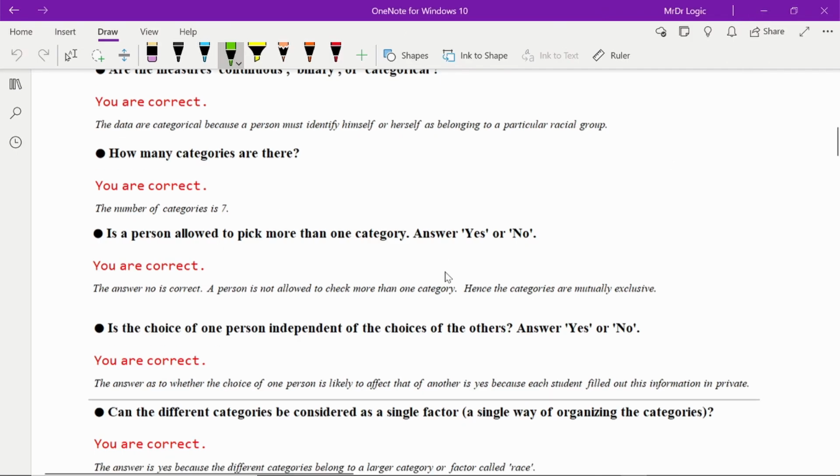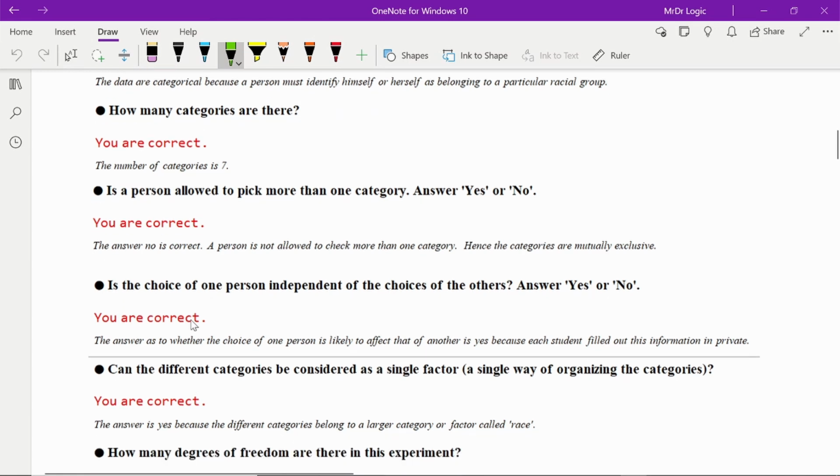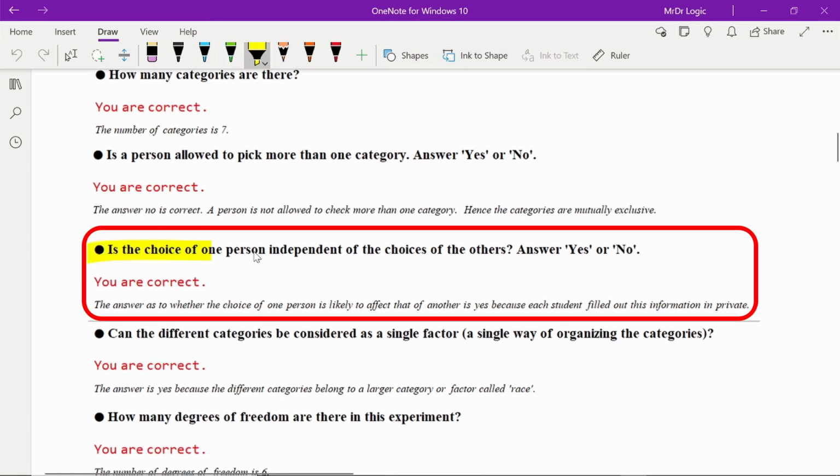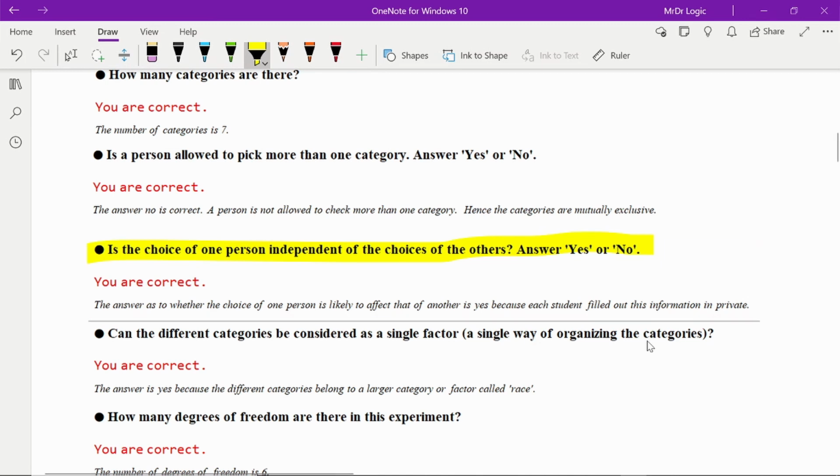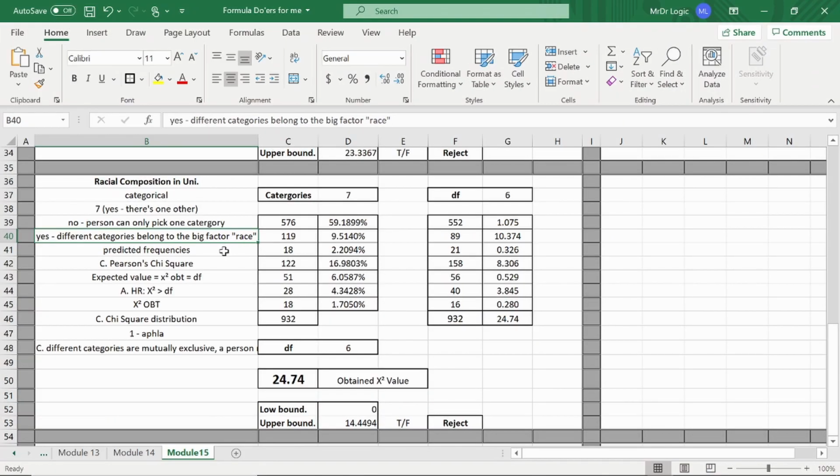Okay, this one's a little tricky. Is the choice of one person independent from the choice of another? The correct answer here is yes, because just because you put yourself in one category doesn't mean it should influence another person's category. It's not like you making a choice will affect another person to change who they are immediately because you made that choice. There is no such peer pressure here.